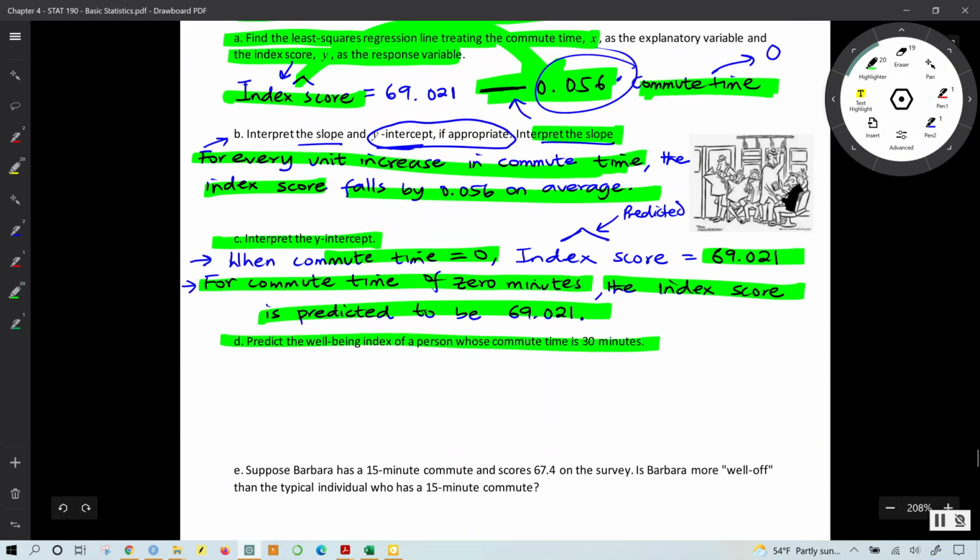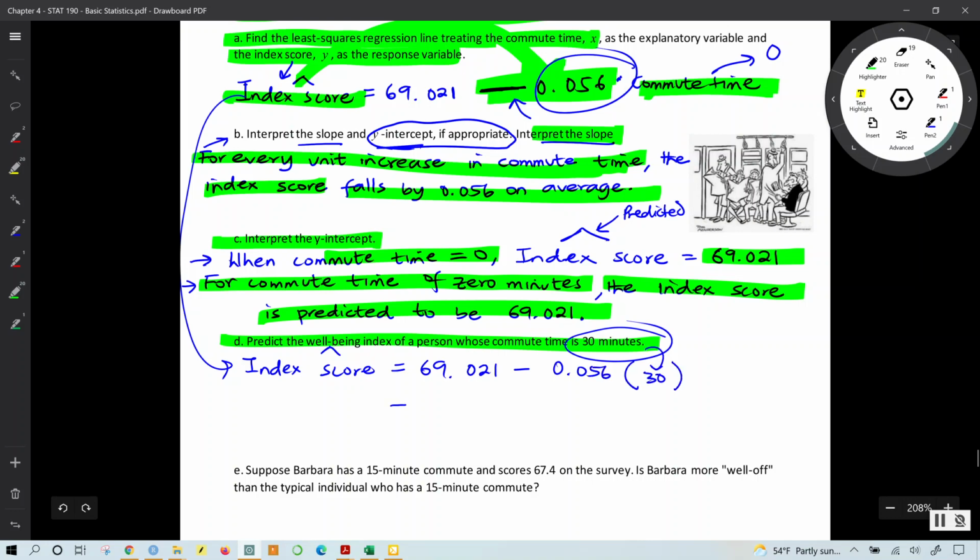Then next, for question D, we would like to predict the well-being index score for a person whose commute time is 30 minutes. Time to use the prediction equation. Index score predicted will be 69.021 minus 0.056 multiplied by a commute time of 30. And that will be equal to 67.341. So that is the value we have there. And we can round that off to 67.3 if we want to take it to one decimal place.